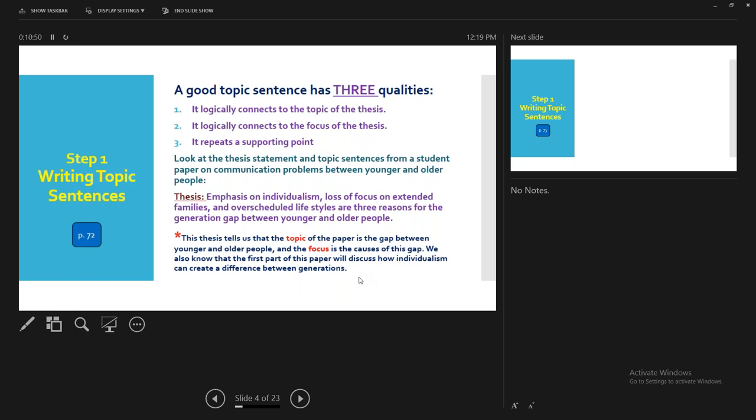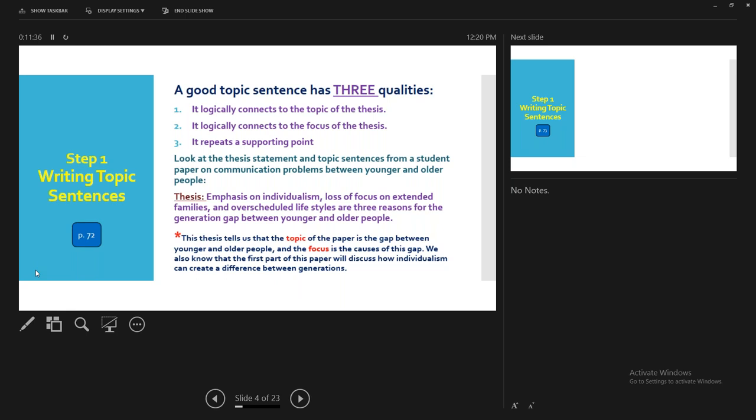Okay. And here also we are given three reasons, and what are these? These are the supporting points. The controlling ideas. What are they? Emphasis on individualism. This is one. Loss of focus on extended families. Two. And the third one is overscheduled lifestyles. Okay. So now, before I move on, remember we said once you have the controlling ideas, or the supporting points, if you like.